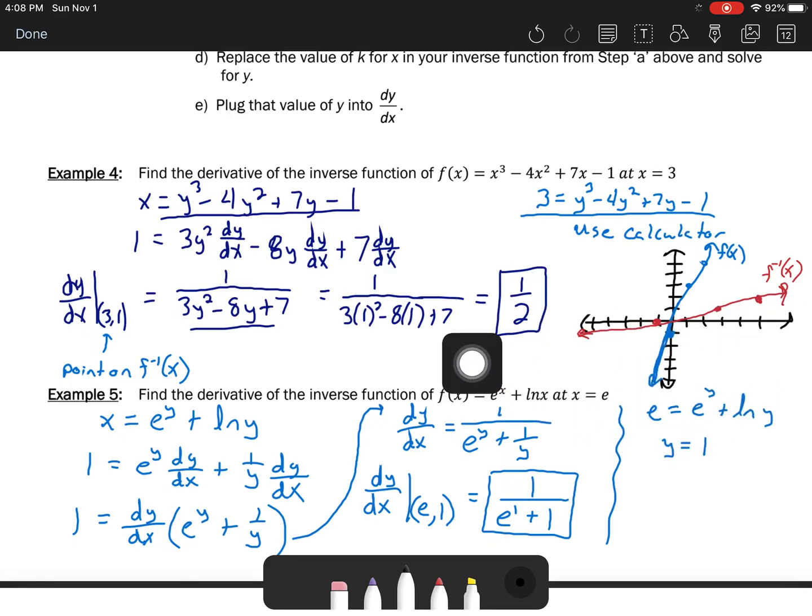Now, what they're saying is this: I'm supposed to find the derivative at x equals 3 on the inverse graph. But here's the thing. My derivative right here does not contain any x values, so I can't plug 3 in because there's no x to plug it in for. What I need to do is figure out when x is 3, what's the y coordinate on that inverse function.